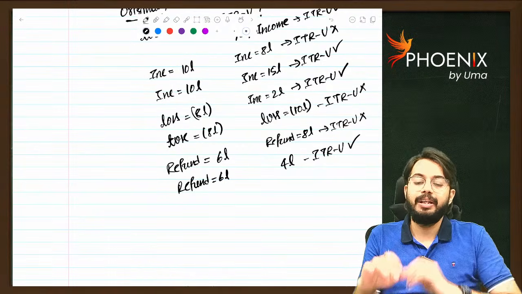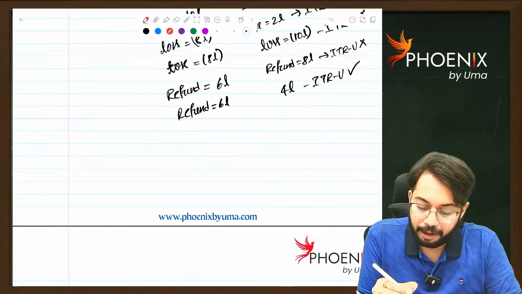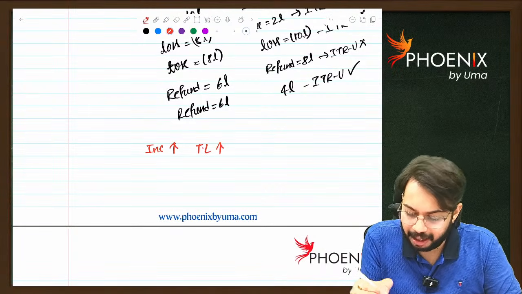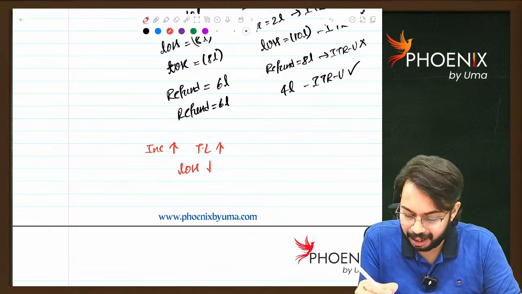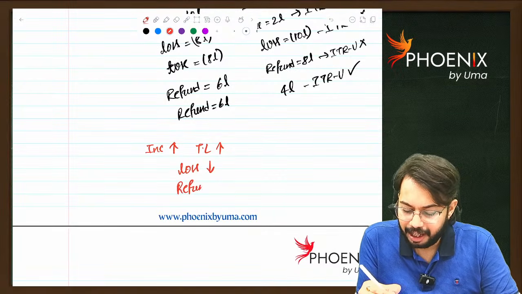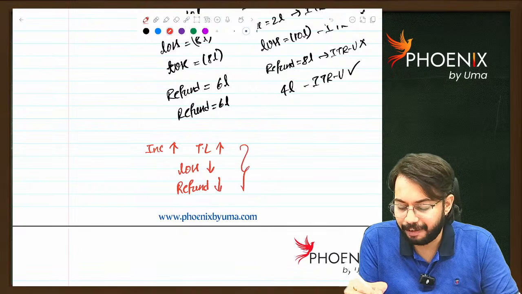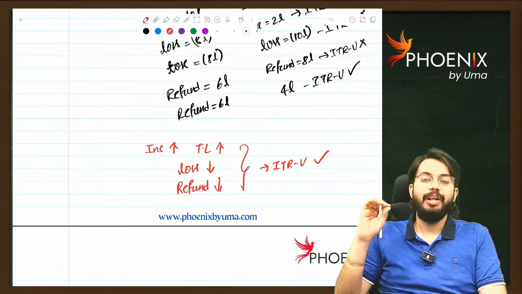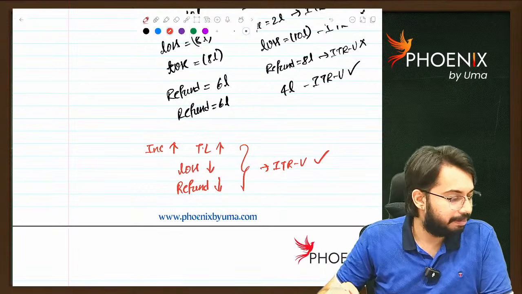So, very simple. Because of ITR-U, if your income increases and tax liability increases, if your loss decreases, if your refund decreases, in all these cases, you can file ITR-U. Are you able to understand? So, this is the simple concept.